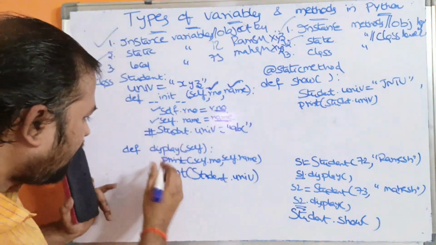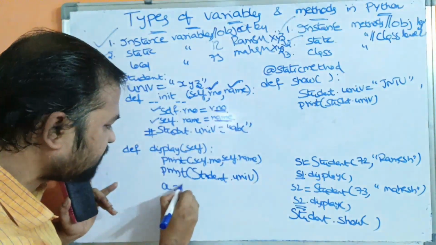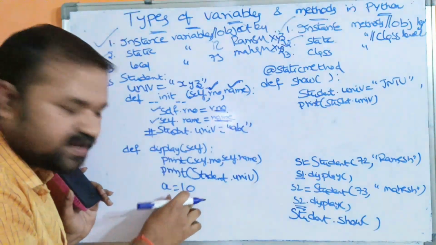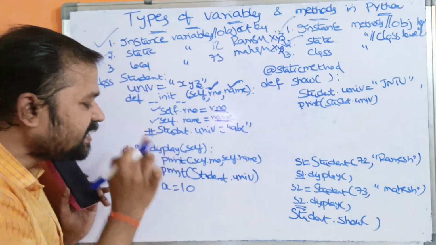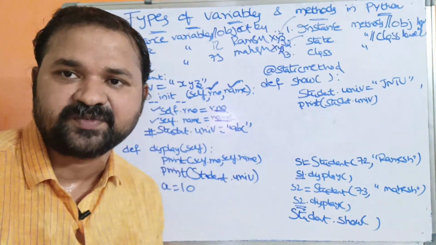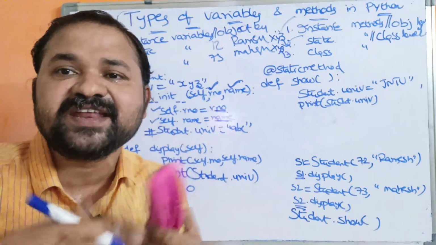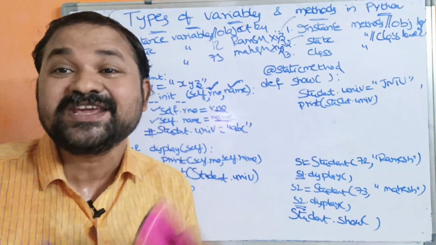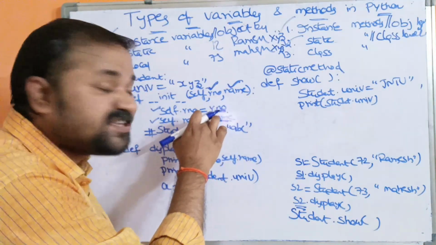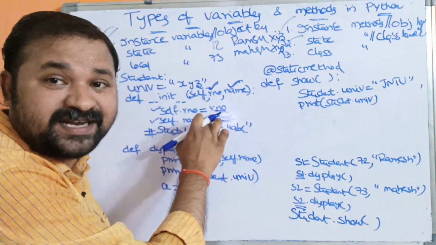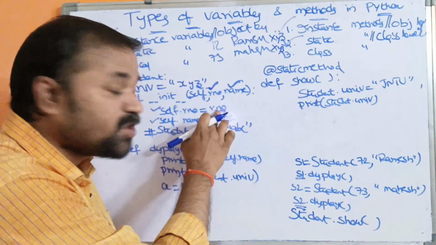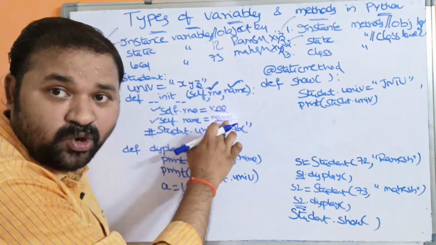If we want, we can declare a local variable, a is equal to 10. So this is the local variable. Whenever we declare a variable inside a method, it is called a local variable. We can access the local variable directly by using the variable name. There is no need of any object. Here this self is not needed. Self.roll number is not needed. Why? Because this is a local variable. This name is also a local variable.